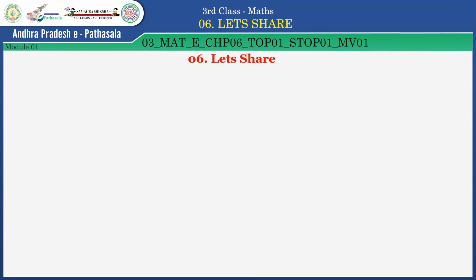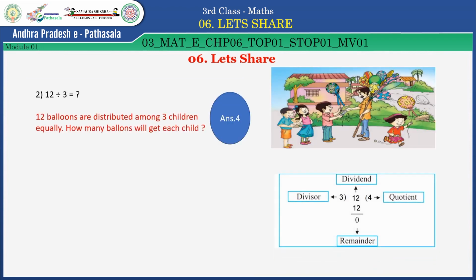12 divided by 3 is equal to how much? 12 balloons are distributed among 3 children equally. Then how many balloons will each child get? That is 12 divided by 3. Here clearly we know that 3 is the divisor and 12 is the dividend.